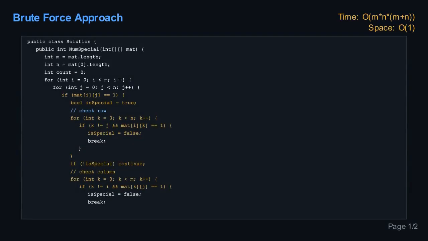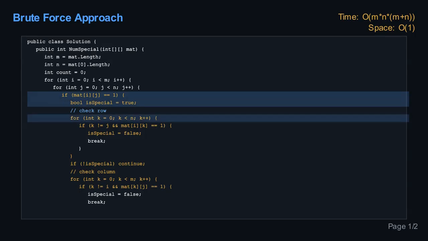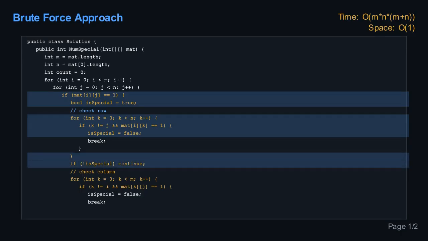The brute force strategy is to iterate through every cell in the matrix. If we find a 1, we then check its entire row to see if any other ones exist. If not, we then check its entire column for other ones. Only if both checks pass do we increment our special count.